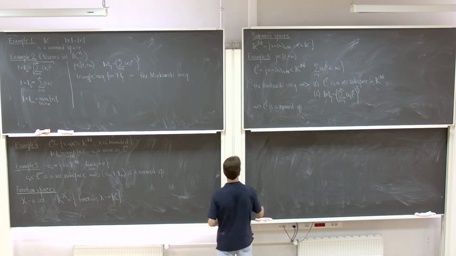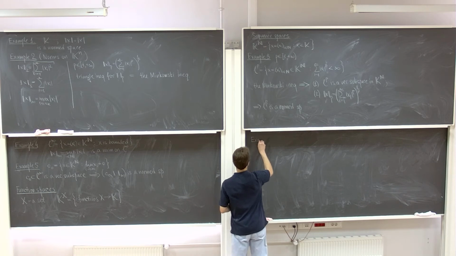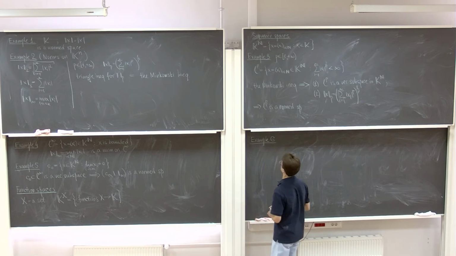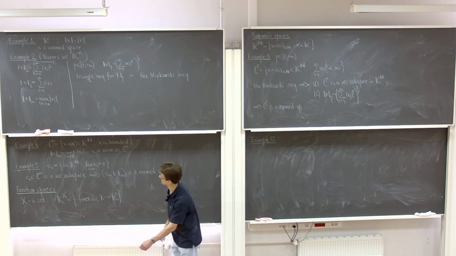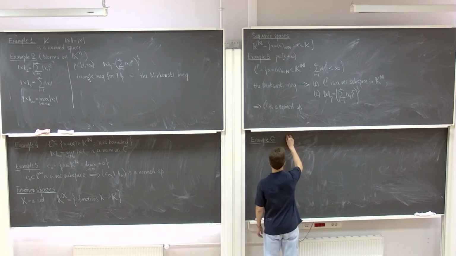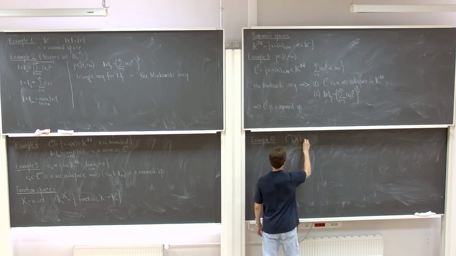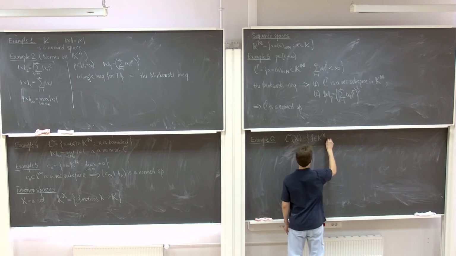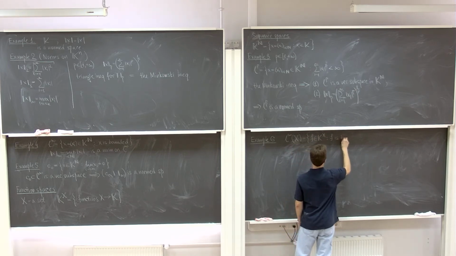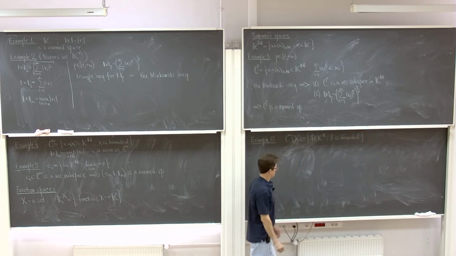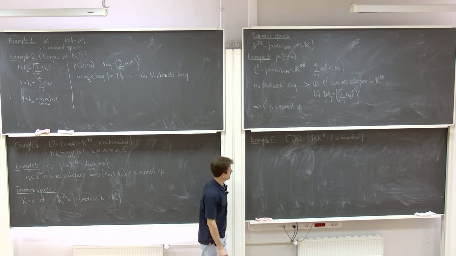Example 6 generalizes example 4. So we can consider the space of all bounded functions on X. And this space is denoted little l infinity of X. This is the space of all bounded functions on X. So this is a vector subspace of k to the power X.